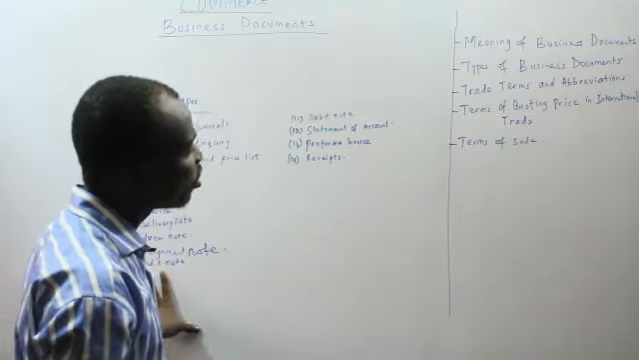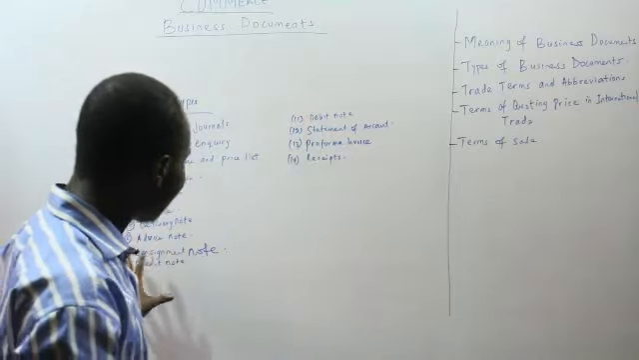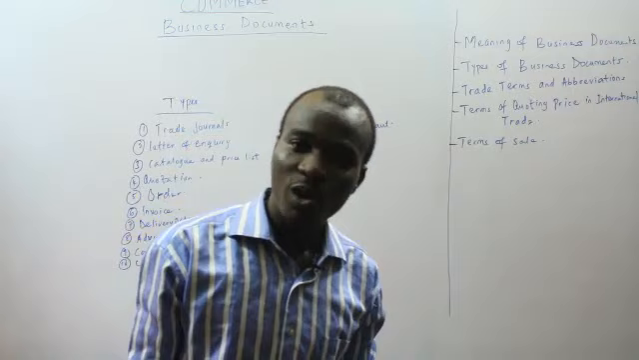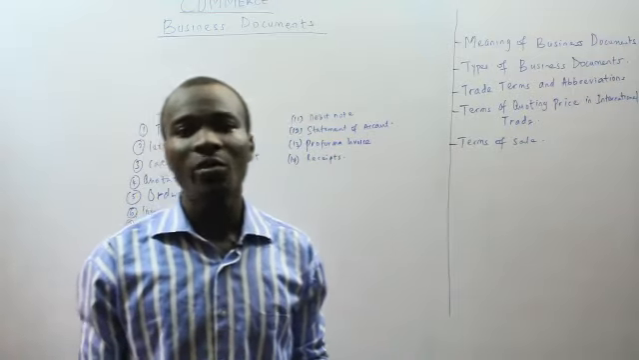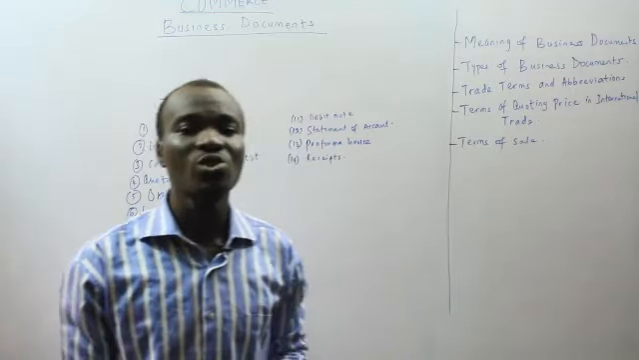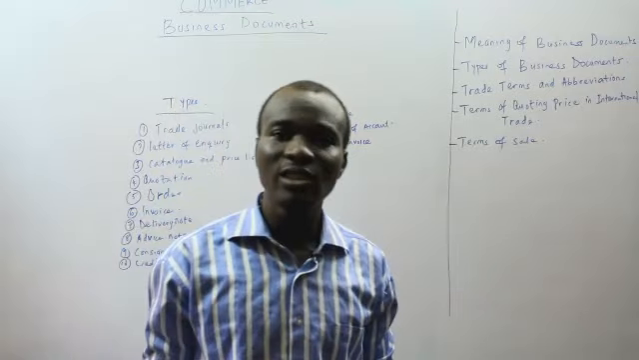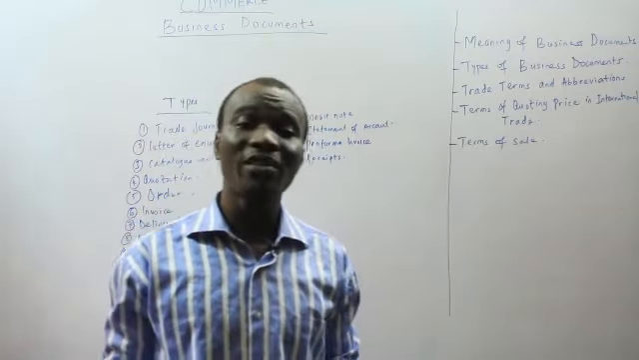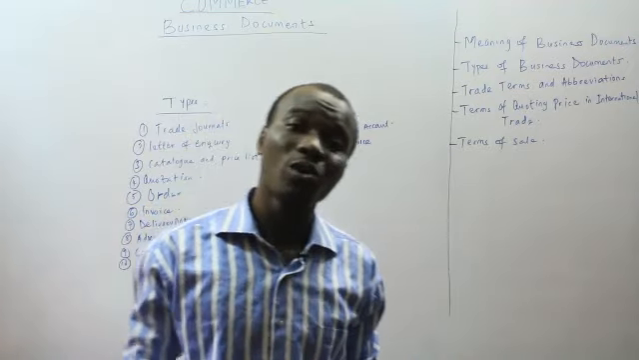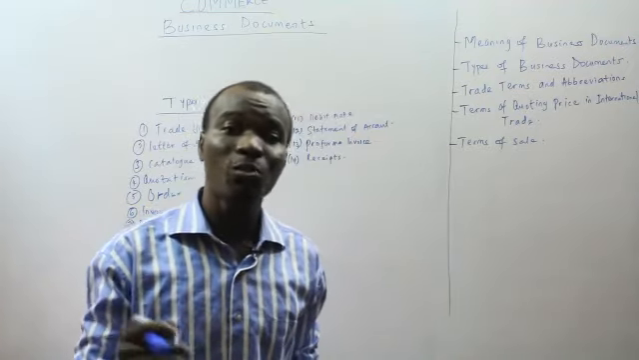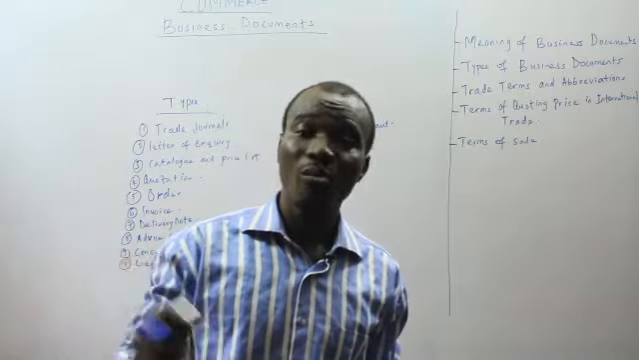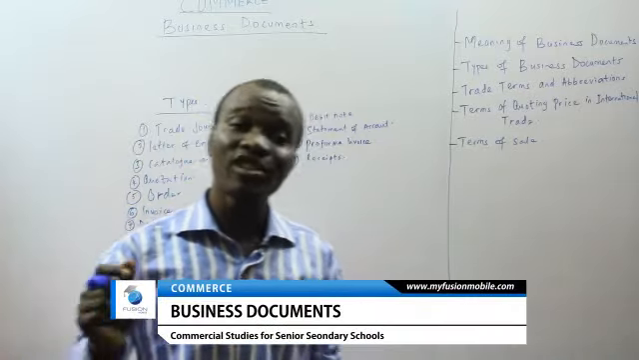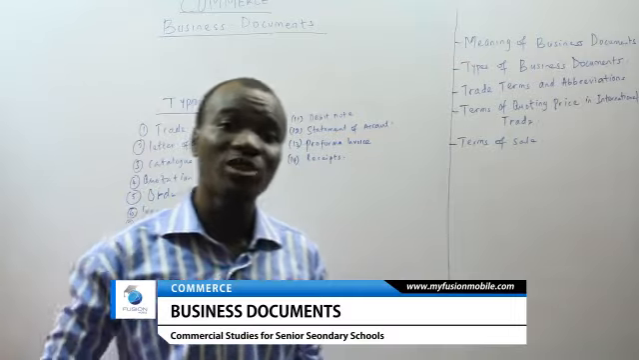So we have the credit note, we have the debit note. The credit note is a document sent by the supplier to the buyer whenever the buyer has been overcharged. So it is to reduce the indebtedness of the buyer. It is sent to have a reduction in the amount of money owed by the buyer. So once there is a reduction in the amount of money owed by the buyer, what happens? A credit note will be sent from the seller to the buyer.